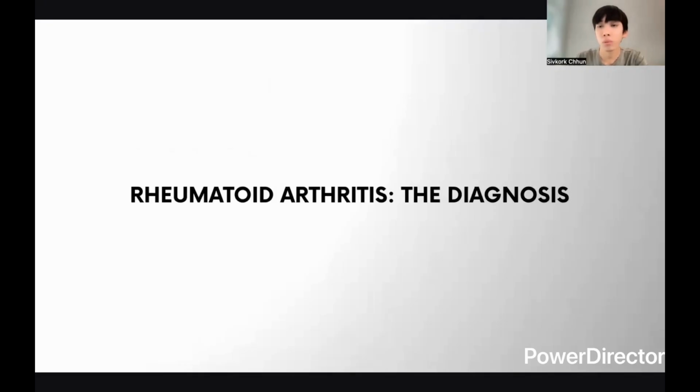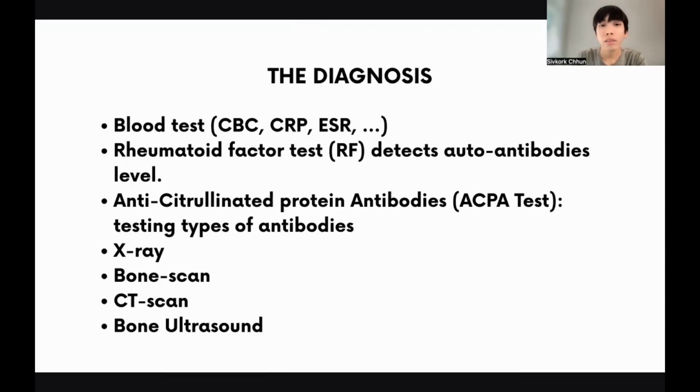So what are the diagnoses of rheumatoid arthritis? The diagnosis of rheumatoid arthritis includes blood test, rheumatoid factor test, and ACPA test. In the blood test, we observe the C-reactive protein to observe inflammation produced in the body and liver. It indicates systemic inflammation in a rheumatoid arthritis patient, and the normal range should be less than 5. And then we also observe the complete blood count, the full blood count, to observe hemoglobin, red blood cells, white blood cells, platelets, immune system, to ensure there's no sign of anemia.